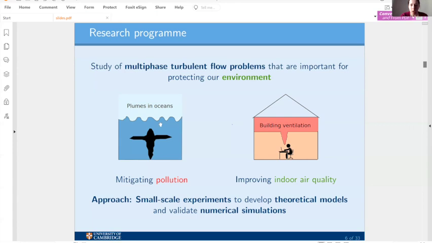Broadly speaking, we work in two directions. On the one hand, we study multiphase plumes and oil plumes in oceans. So we investigate how the contaminants are transported in oceans and what we can do in order to mitigate the pollution. On the other hand, we study multiphase turbulent jets and plumes on a smaller residential scale, and we look at how we can use those flows in order to improve our indoor air quality and also to reduce the energy consumption of our buildings.